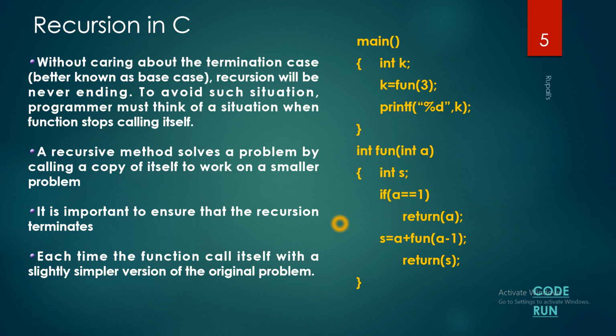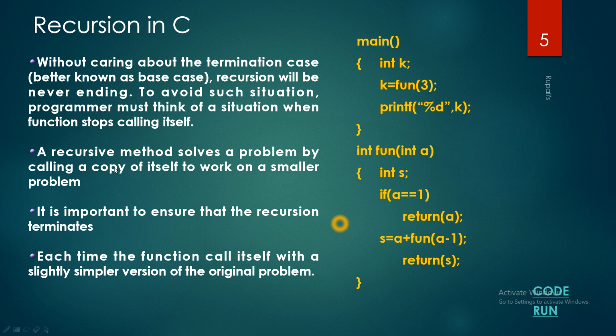Without caring about the termination case, better known as the base case, recursion will be never ending. That means you have to mention the termination case, otherwise your recursion program will not work. To avoid such a situation, the programmer must think of a situation when the function stops calling itself. See, in this program, what is the termination condition? The termination case is if a equals 1. So when you are writing any recursion program, you have to mention one termination case, otherwise the program will go on.